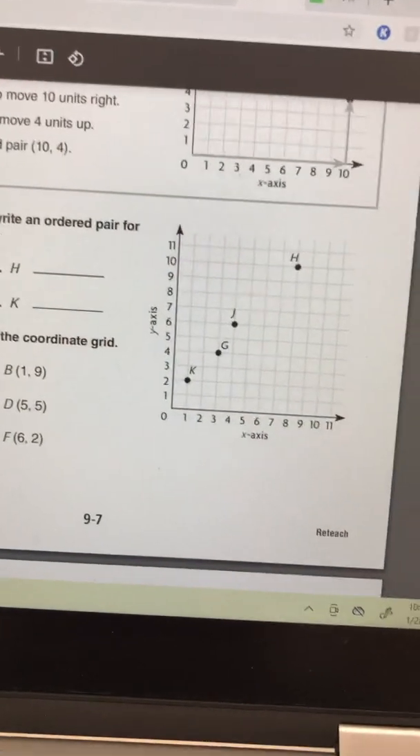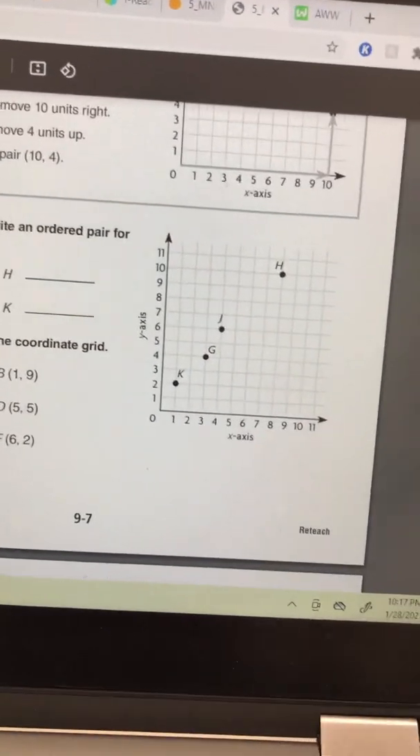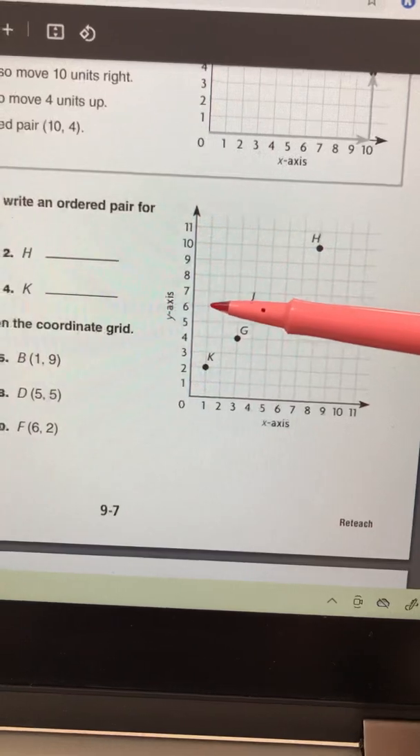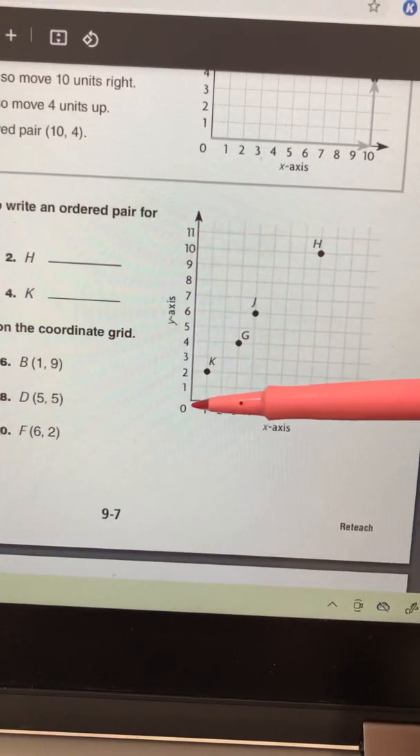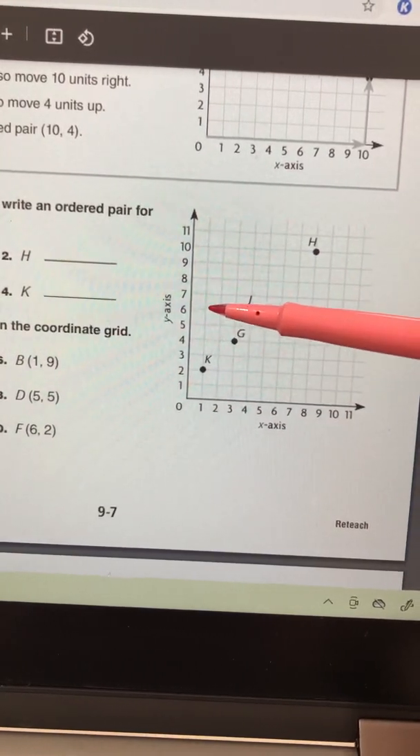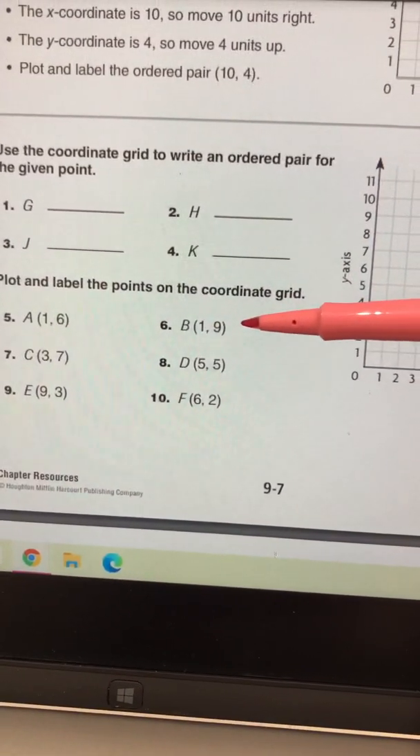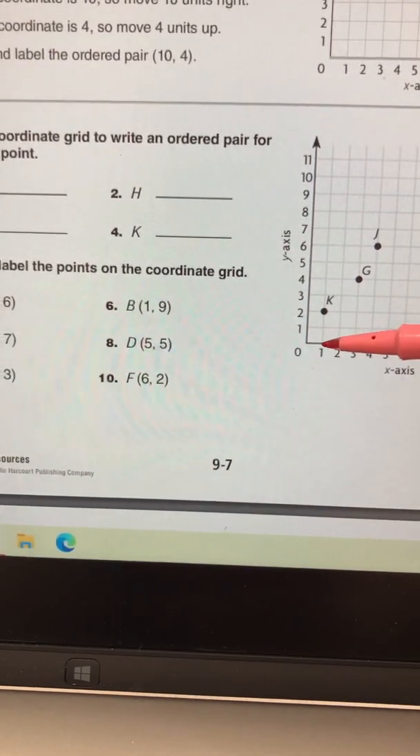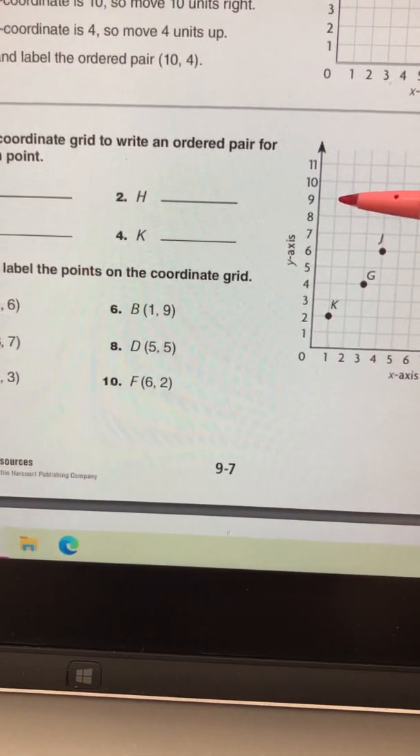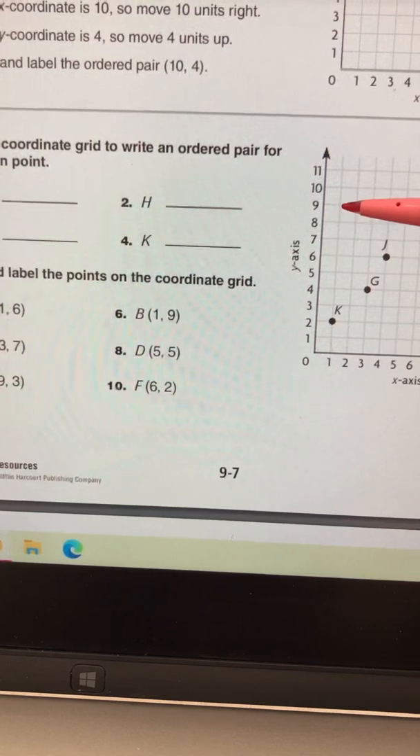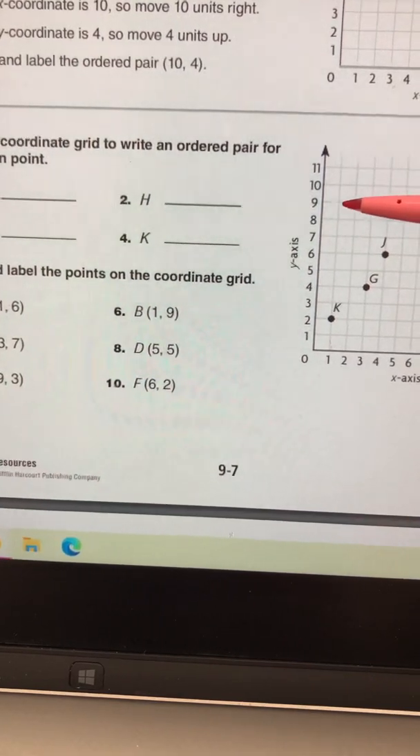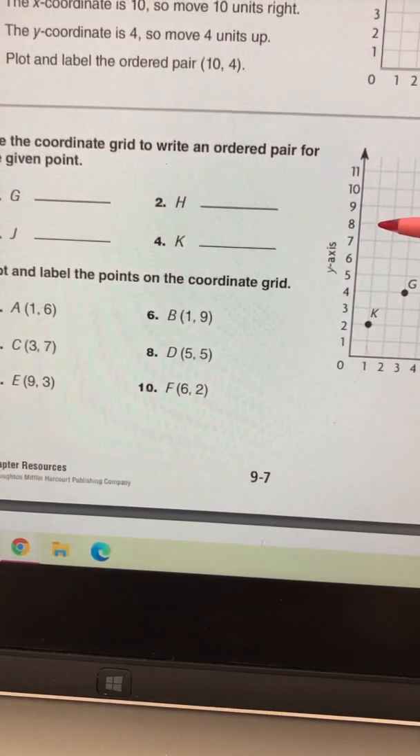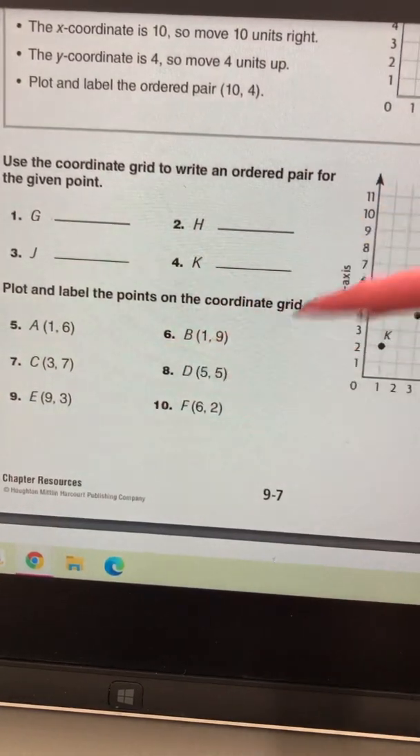So A would be, let me use this, this helps, A would be right here, okay? You ran to 1 and jumped to 6. Now let's do B, 1, 9. So again, we're only running to 1, but this time we're jumping up to 9, and that's where we would put the dot and the letter B as well. And that's basically it.